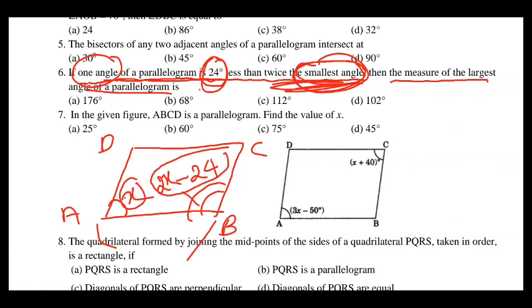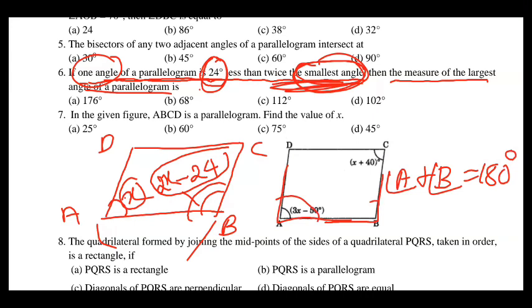Yes. So angle A plus angle B, because the sum of consecutive interior angles of a parallelogram is 180 degrees, right? Even if it is a rectangle, even if it is a square, the sum of interior angles will always be equal to 180 degrees. So if angle A plus angle B is equal to 180 degrees, then what do we have? x plus 2x minus 24, correct? For B, we have written 2x minus 24, and for A, we have written x. This is equal to 180 degrees.